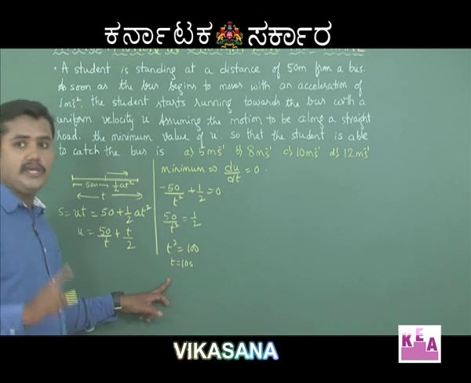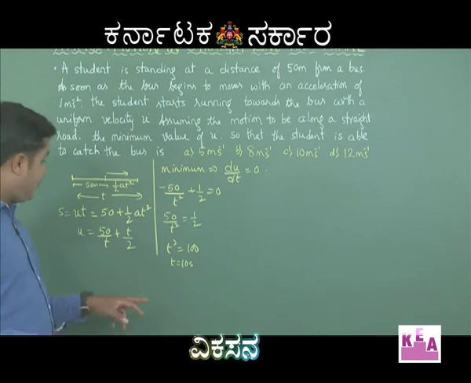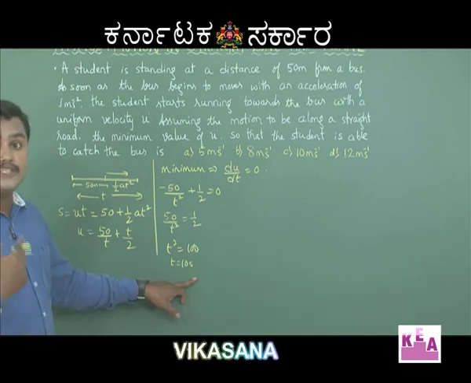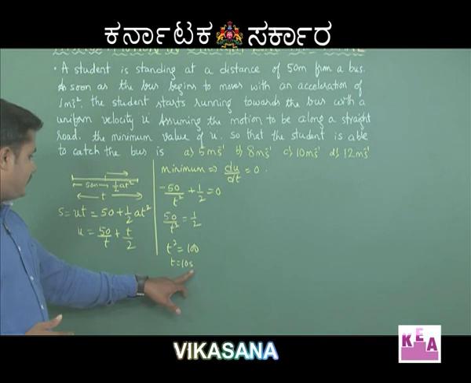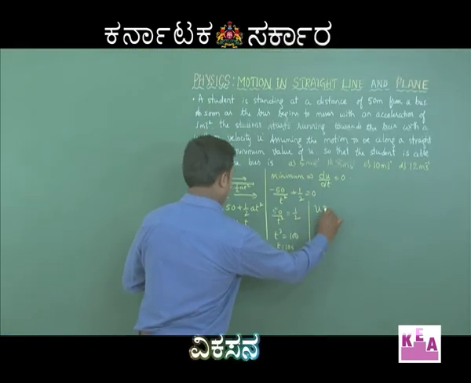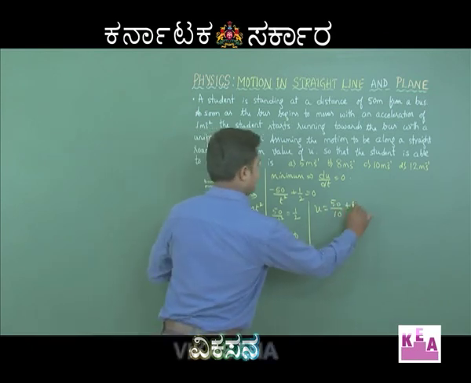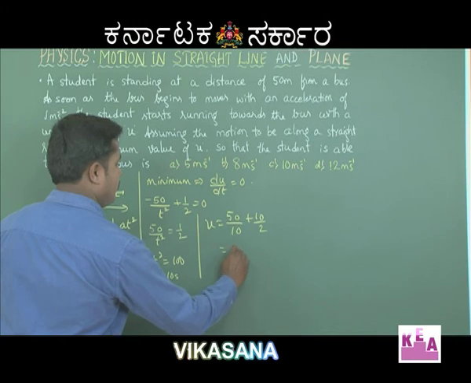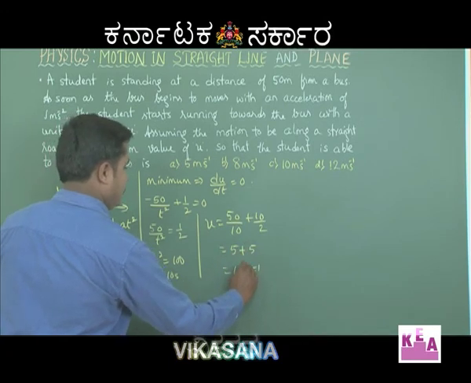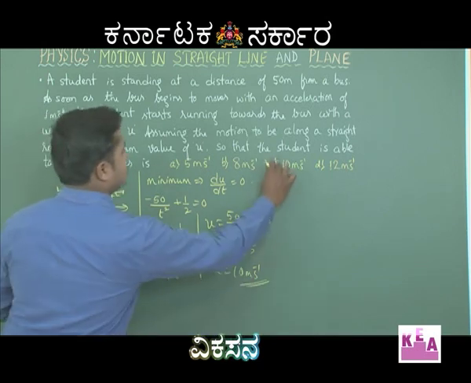What does this mean? The boy catches the bus after time 10 seconds. But what we are supposed to find out is the velocity with which he has to move in order to catch the bus in 10 seconds. Just substitute t is equal to 10 in this equation. I get u is equal to 50 by 10 plus 10 by 2, which is 5 plus 5, 10 meter per second. Do we have this option, 10 meter per second? Yes, option C is the right answer.